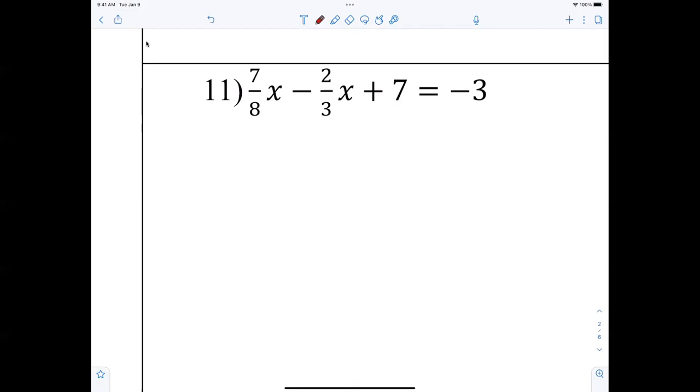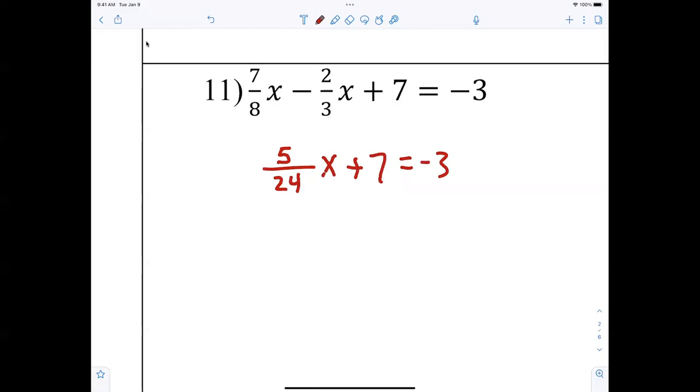What is it? 5 over 24. I'm happy with that. Now, how do we do that? We said the common denominator was what?